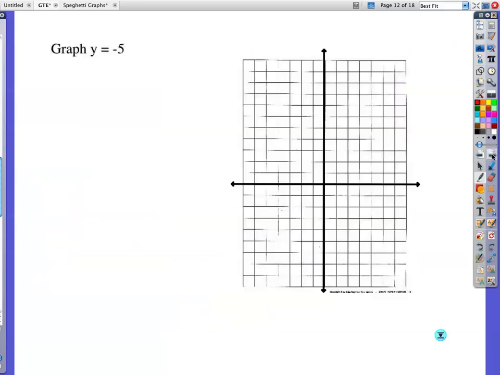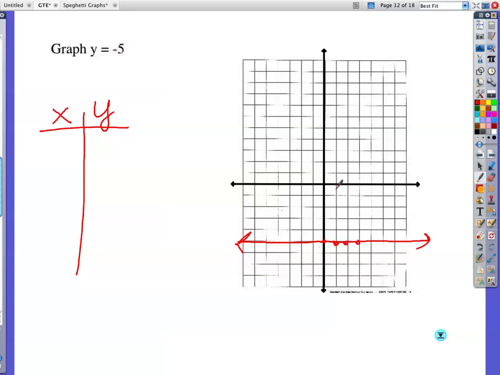Just maybe one more here. Graph y equals negative 5. We should be good with that. Okay, we have a y-intercept of negative 5, a slope of 0. If you were to make a table, your y value is always negative 5, no matter what.